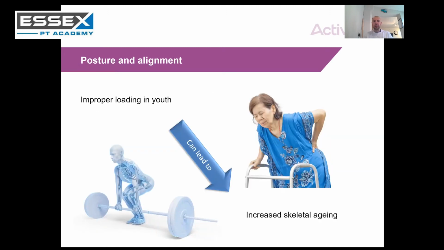Alrighty, so posture and alignment. Improper loading in youth can lead to increased skeletal aging. So if we don't move correctly when we're younger, we've got more of a chance of moving incorrectly as we get older. And then it's harder to correct, much, much harder. If you can correct it younger, much better. But most things we can work on.